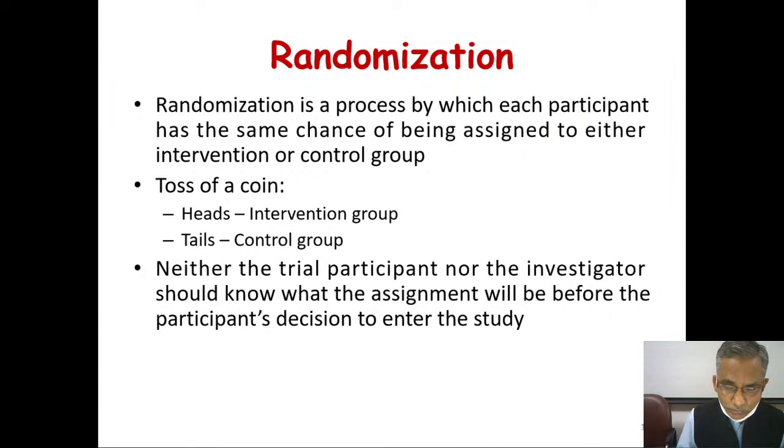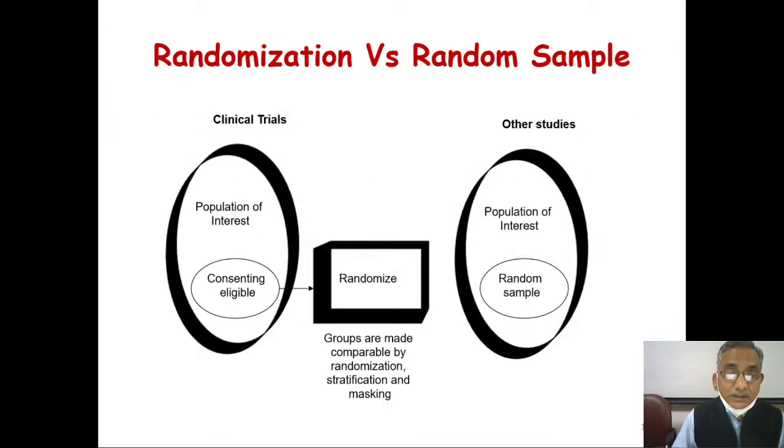A patient comes to you, you toss a coin: heads, you go to the left arm; tails, you go to the other arm, right? The same thing is done, but not by tossing a coin, rather by using computer-generated random numbers. That is basically randomization. So there is a difference between randomization and random sampling.